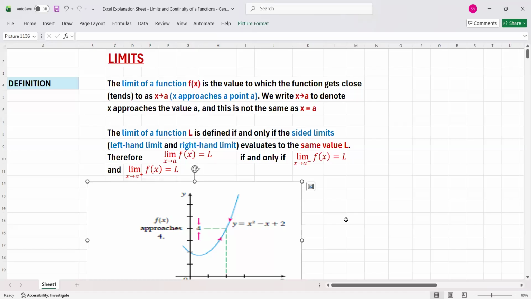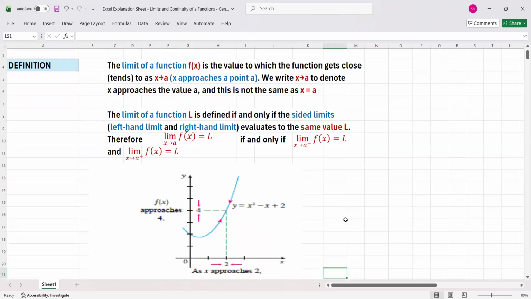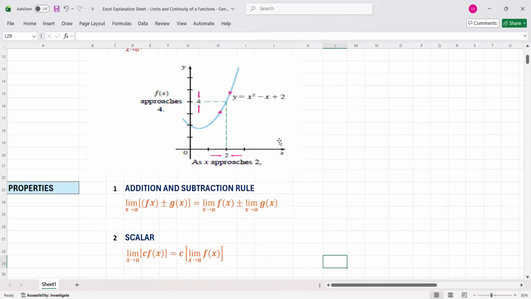Okay, so I'm saying that if you need more clarity, let me know. So this is the definition of limits. Now we'll look at the properties of it, and then we take examples.